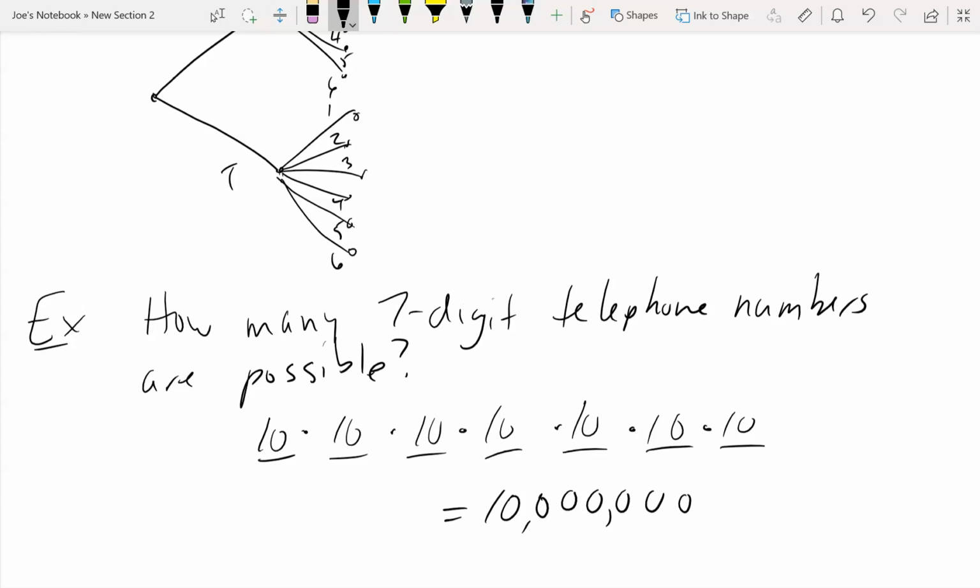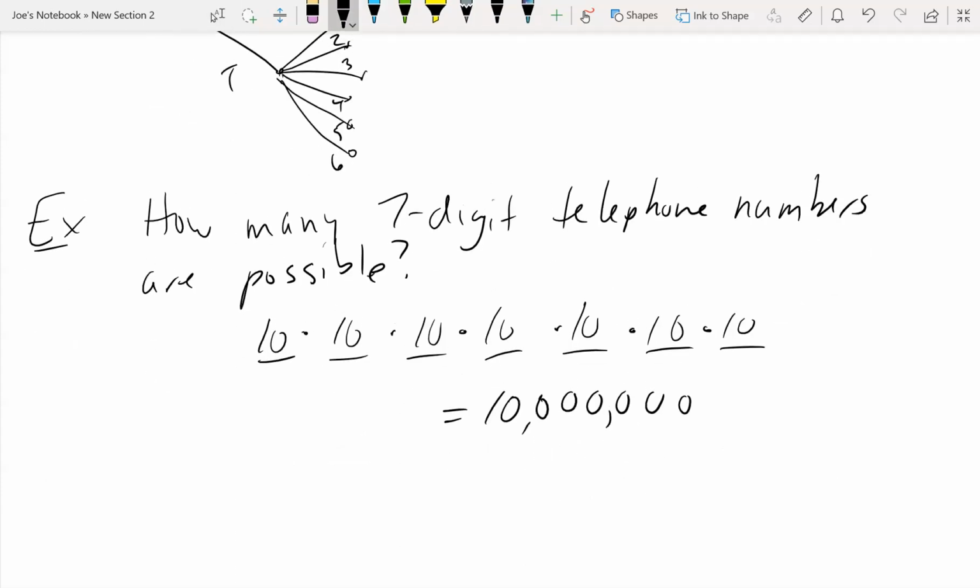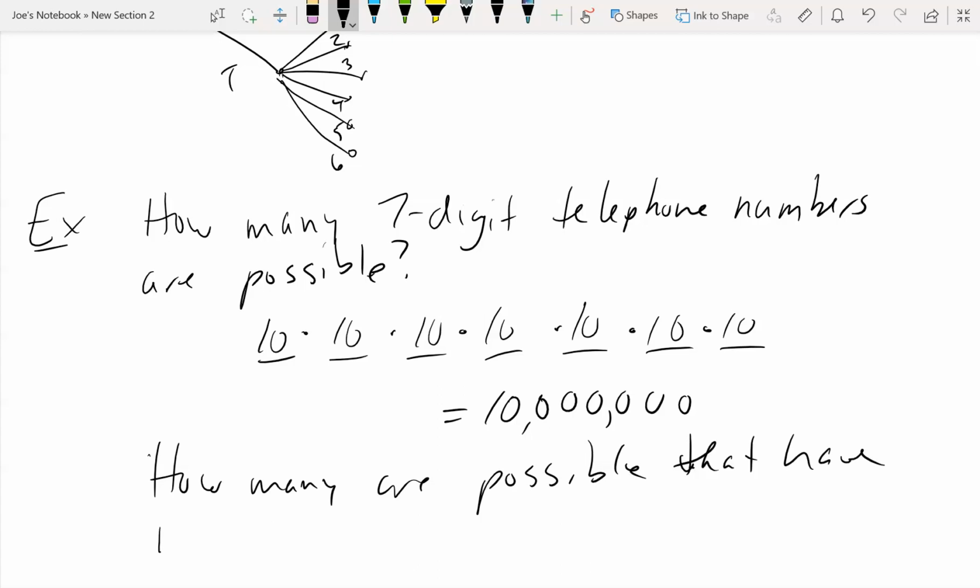Well, I said, don't worry about special cases where you can't actually make a telephone number. All right, but what if I asked you the following? What if I said, how many are possible that have no repeated digits? So all the digits are distinct.